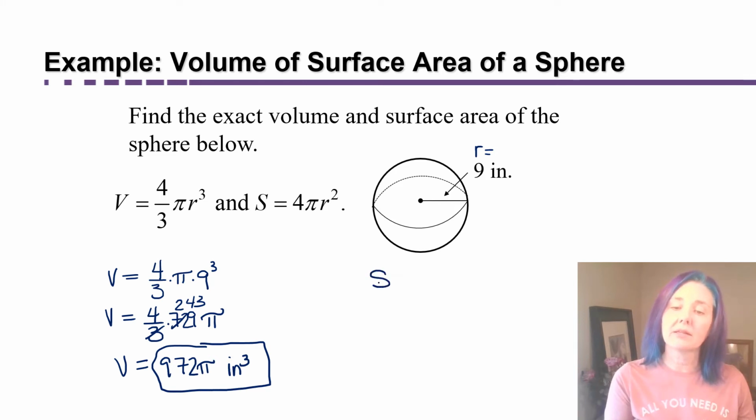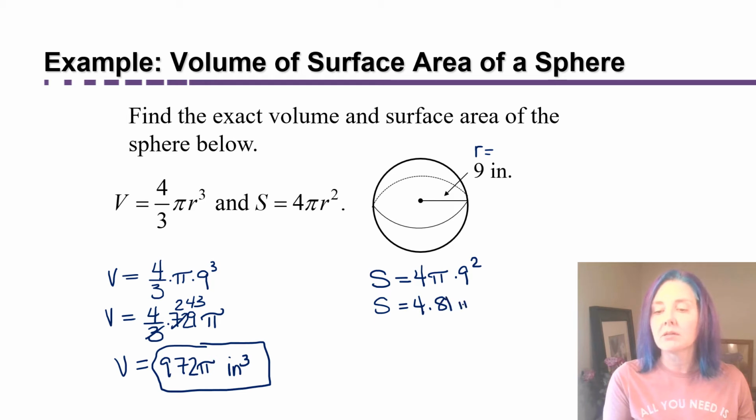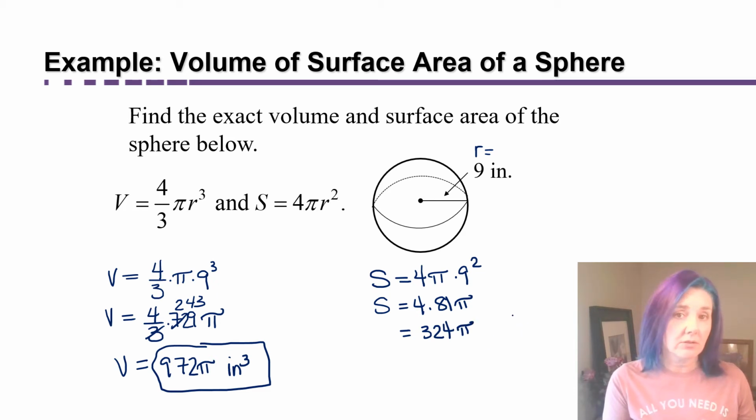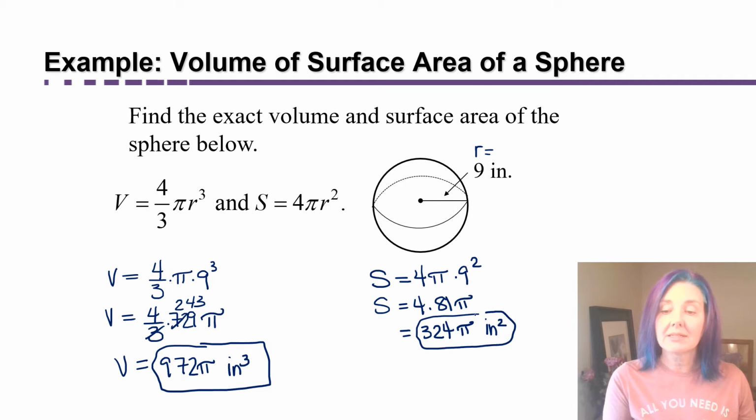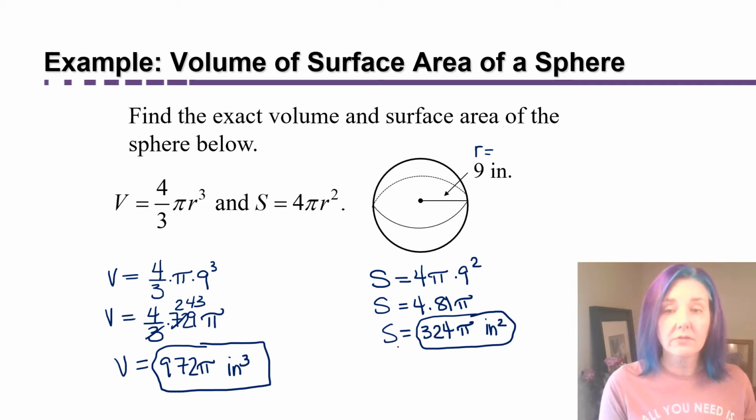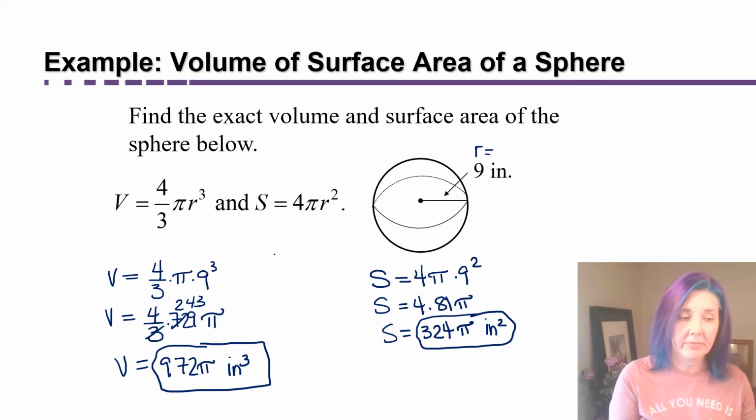Now let's find the surface area. The surface area is 4 pi times 9 squared, which is 81. So surface area is 4 times 81 times pi, which is going to be 324 pi. And what are the units? They're going to be square units because surface area is area, which is always measured in square units, so square inches in this case. So this is the exact value of the surface area of that sphere.